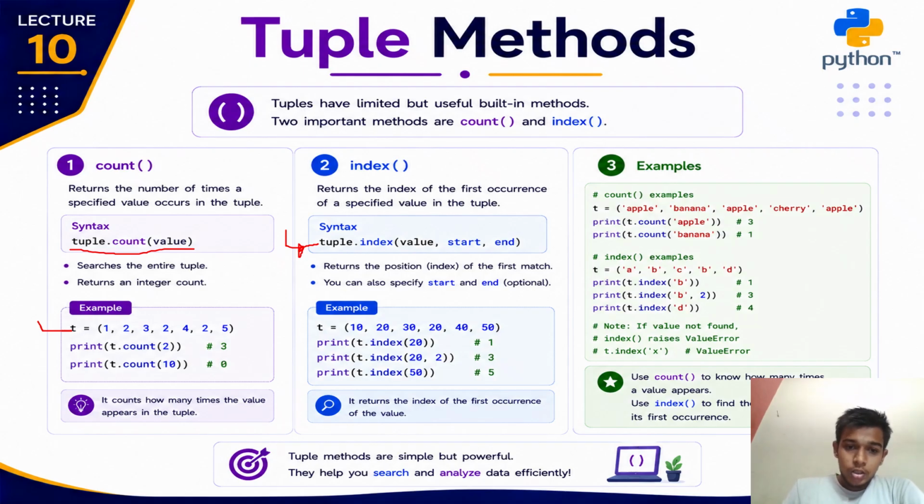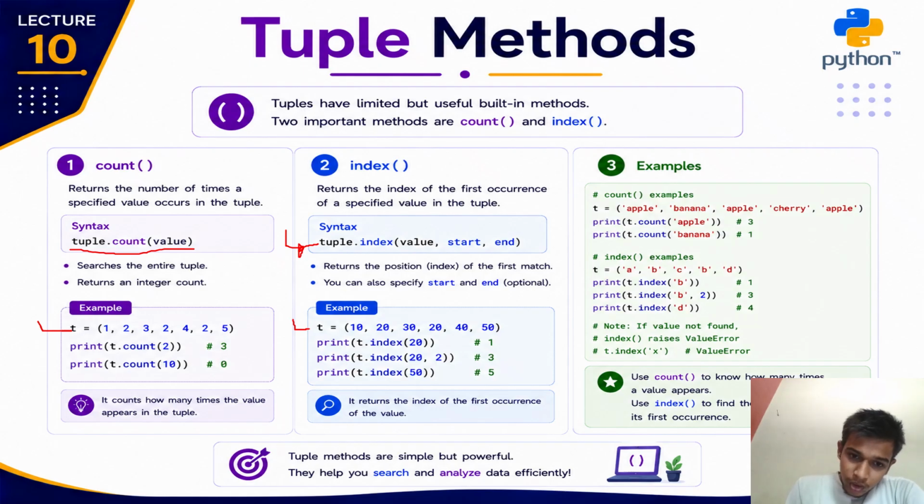This tuple is 10, 20, 30, 40, 50. Now if we write print t.index(20), Python returns 1 because 20 is at index 1. Index returns the first match. Now look at this example. Python starts searching from index 2. Now the first 20 is skipped and the output becomes 3.